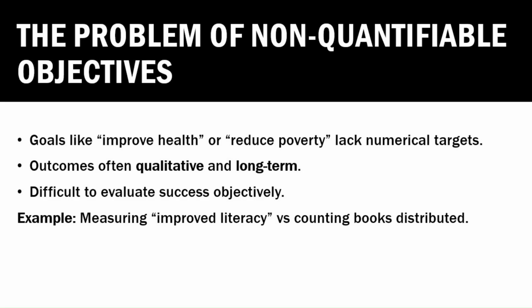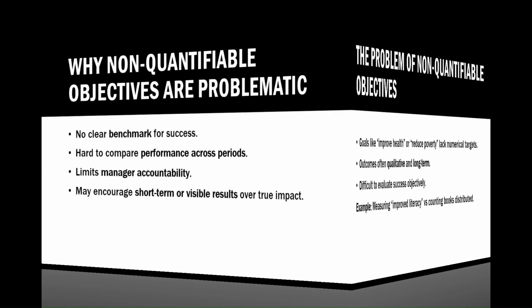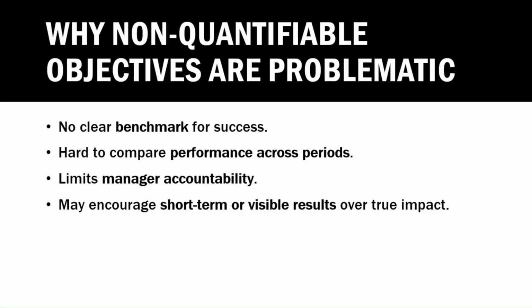Simply counting activities, like meals served or books distributed, doesn't prove real impact. There are 3 key difficulties. First, there is no clear benchmark for success. Second, it is difficult to compare performance between periods or across organizations. Third, accountability is weaker, as success cannot be precisely measured. This can encourage managers to focus on short-term visible outcomes instead of meaningful long-term results.